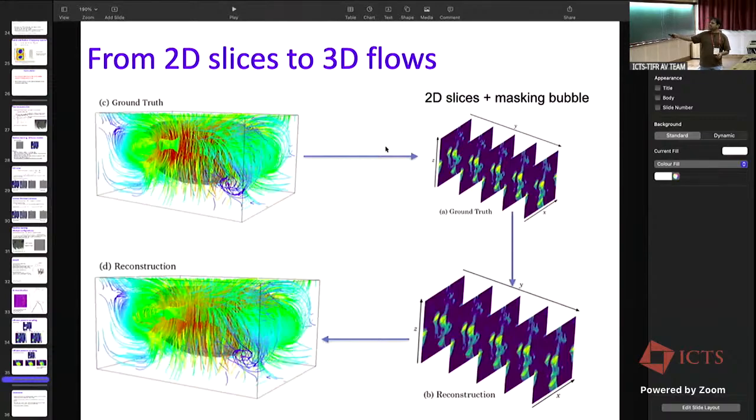So by the way, this is the 3D flow reconstruction. This is the ground truth. This is the reconstructed 3D. Don't have it. I mean, we have proposed it to the experimentalists. Let's see how it goes.